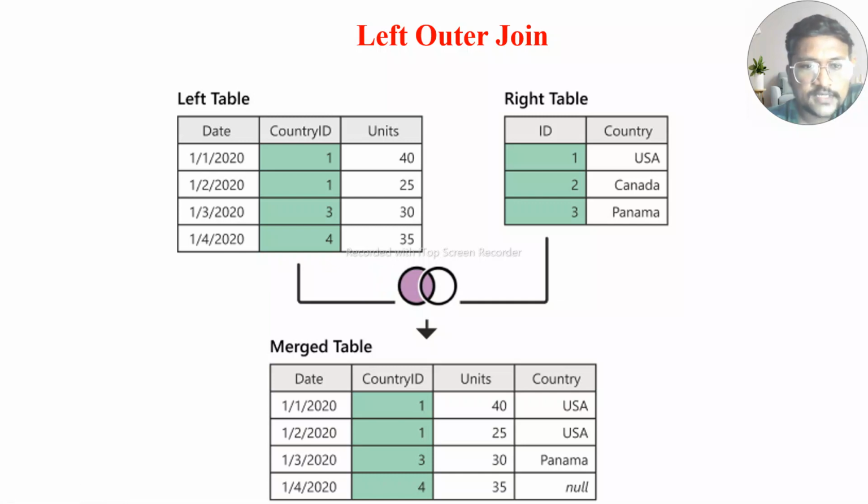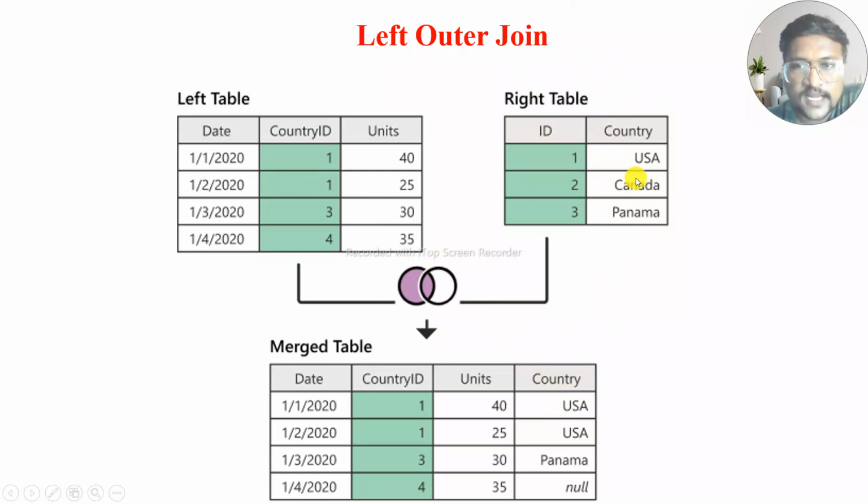Now let's try to understand. When you are using left outer join, all the rows from the left table, I repeat, all the rows from the left table will be fetched and only the matching rows from the right table will be fetched. So let's see one by one. In this merged table, the columns are date, country ID, units. So all the columns of the left table have been fetched and only the country from the right table has been fetched.